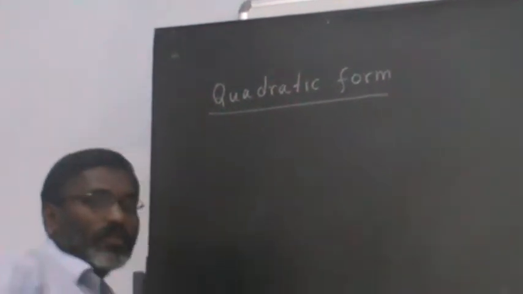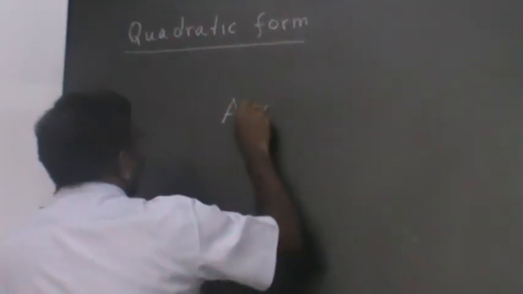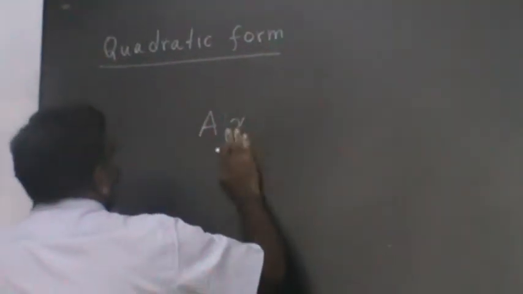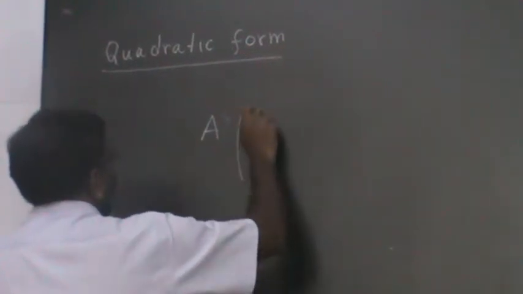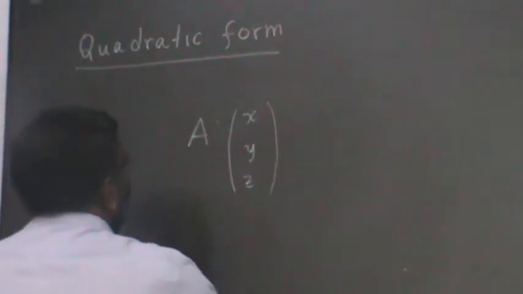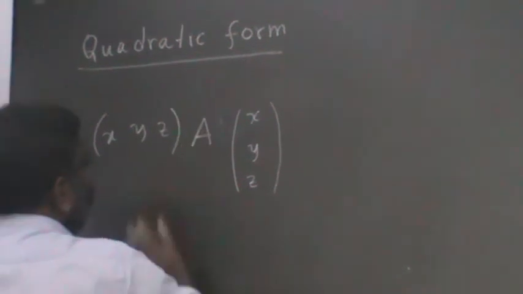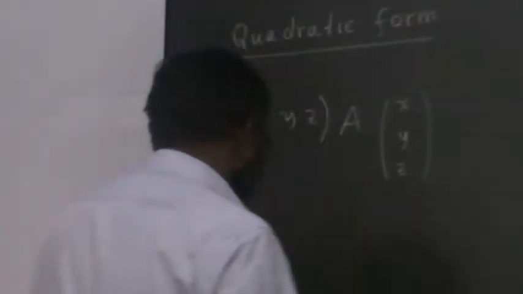Or quadratic surface, we can call it. So if you have a matrix A, then you have a vector x, and okay, so it is like this. You have a column vector x, so let's say x, y, z, and then you have a row vector x, y, z, and this is a matrix here. So what will you have?